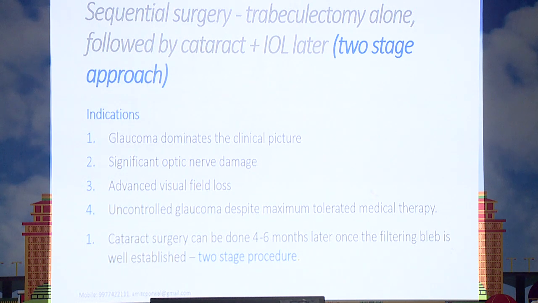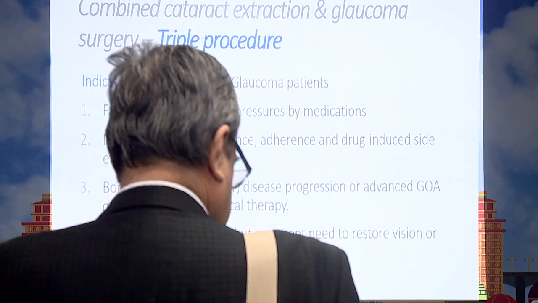Now coming to the sequential surgery, where trabeculectomy or a glaucoma procedure is done first, followed by cataract surgery. This is called a two-stage approach. The indications are when glaucoma dominates the clinical picture, there is significant optic nerve damage, there is advanced visual field loss, or there is uncontrolled glaucoma despite maximum medical therapy. Cataract surgery can be done 4 to 6 months later once the filtering bleb is well established. So this is basically the indication for this two-stage procedure.